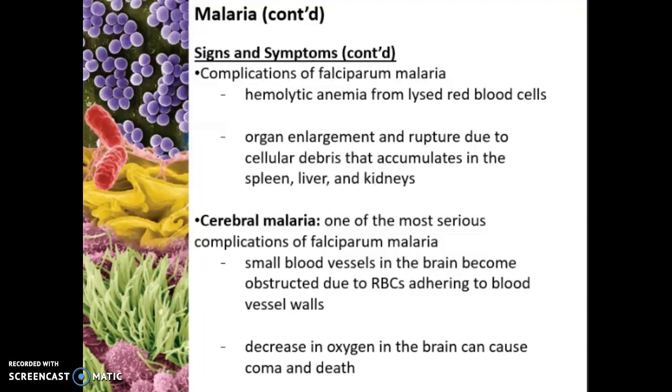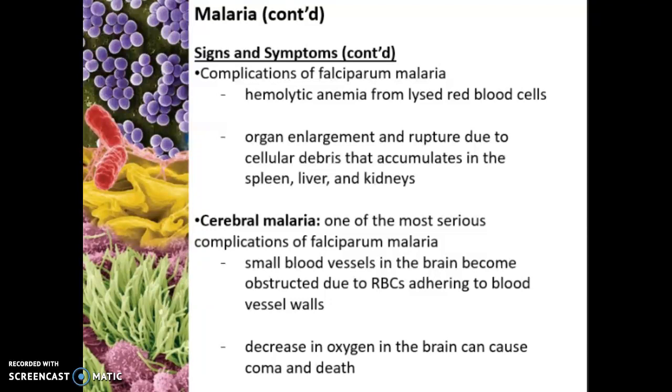All right, another complication of falciparum malaria is cerebral malaria. And unfortunately, this is a very, very severe complication. And this occurs when small blood vessels in the brain become obstructed due to the red blood cells, and then they block the route of the blood.